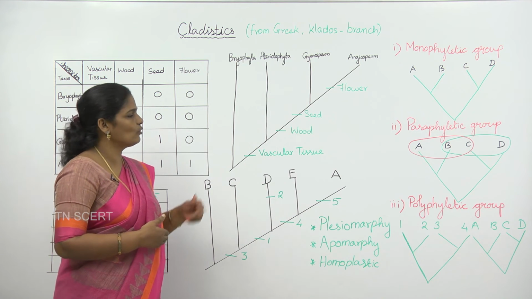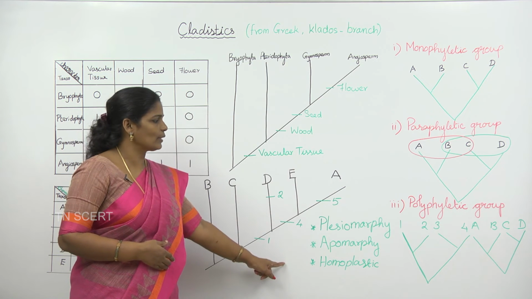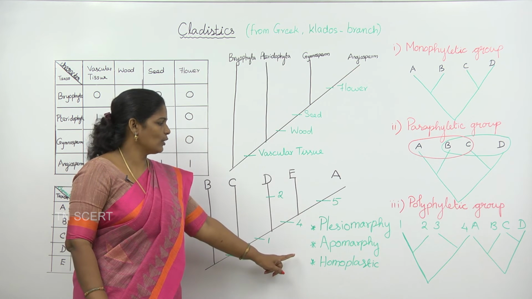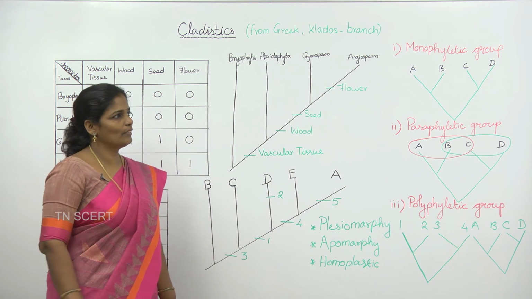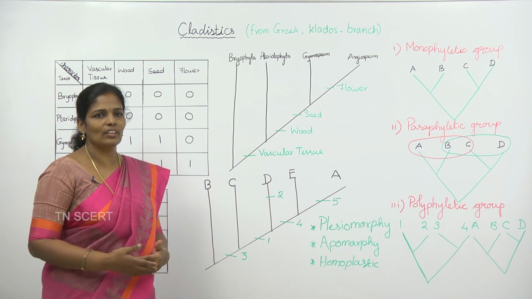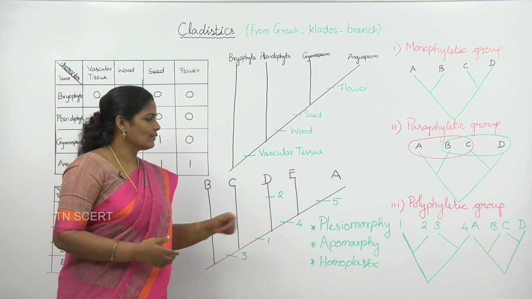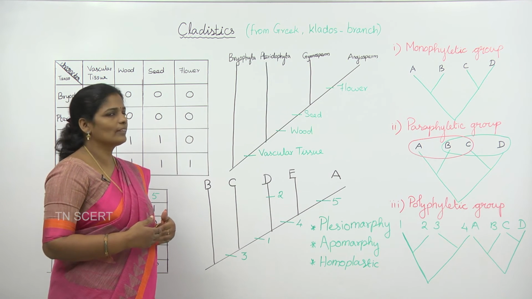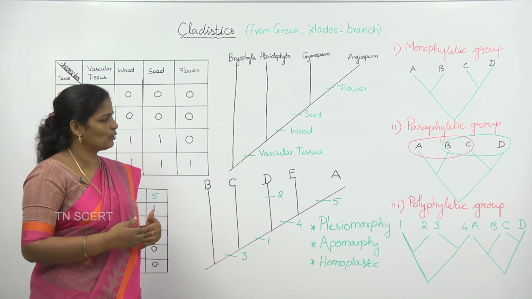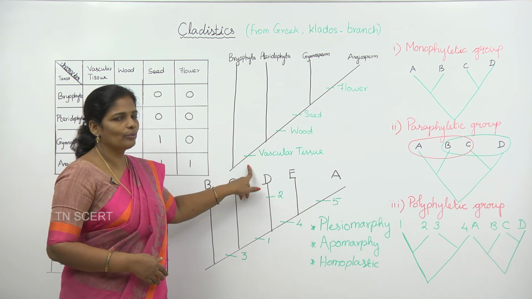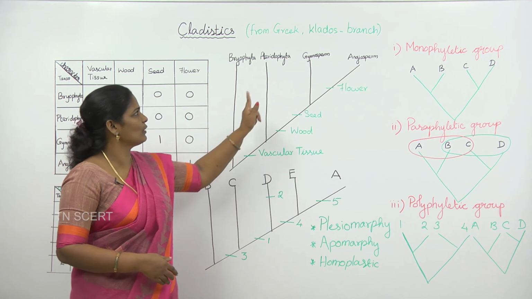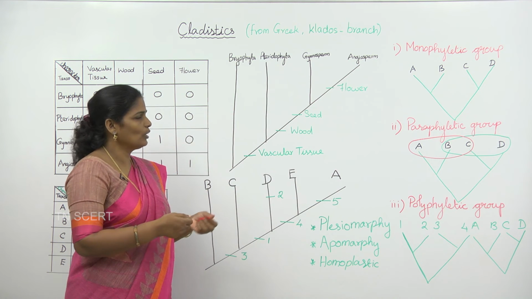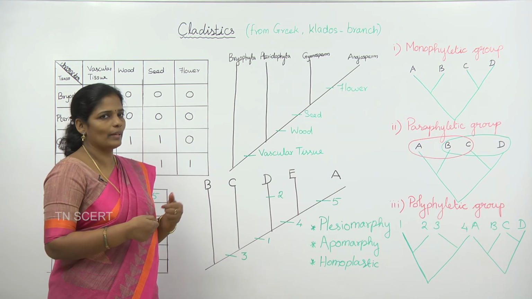Before analyzing this, you must have knowledge of these terms. What are they? Plesiomorphic character, apomorphic character and also homoplastic character. What do you know about plesiomorphic character? They are nothing but ancestral characters, right? Whereas apomorphic character is nothing but a derived character. You see here, which can be considered as apomorphic character and which as plesiomorphic character. So, vascular tissue is a plesiomorphic character for all of these, right?